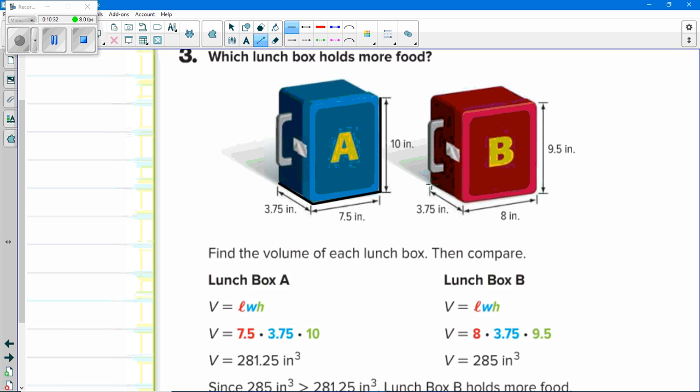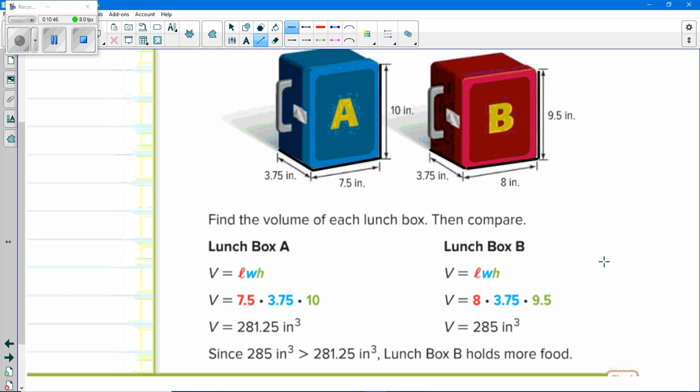Now here, this one's the same width, 3.75 times 8, which is a little bit longer than box A, times 9.5, which is a little bit shorter than box A, and we get 285. And as it turns out, lunchbox B would hold more food. Okay, there you have it.